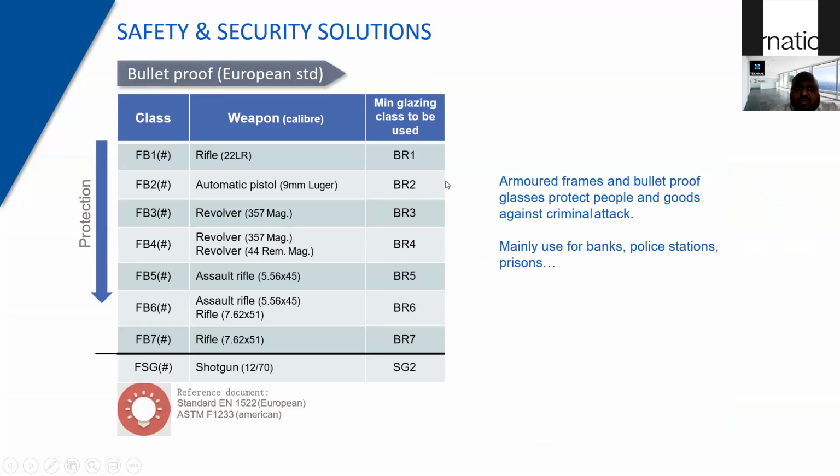A few more safety solutions. The bulletproof is very important. Again, we have classification. Again, don't just use the glass values. You have to look at assembly values. So the category is starting from FB1 to FB7, and the glass category starts from BR1 to BR7. If you have some questions on this, we can take them probably in a later session.